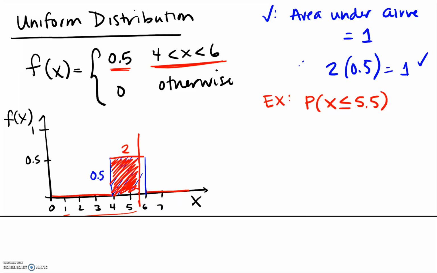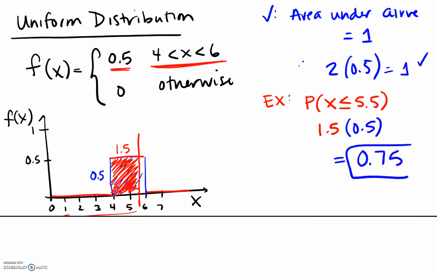And now that's only going to change the length of our rectangle, right? The height stays the same. Instead of being 2, I've now cut it down to 1.5. So if I want to find the probability of x being less than or equal to 5.5, that's just going to be 1.5 times that height we had of 0.5, which is going to equal 0.75. And that's because we've shaded 3/4 or 75% of the actual rectangle.